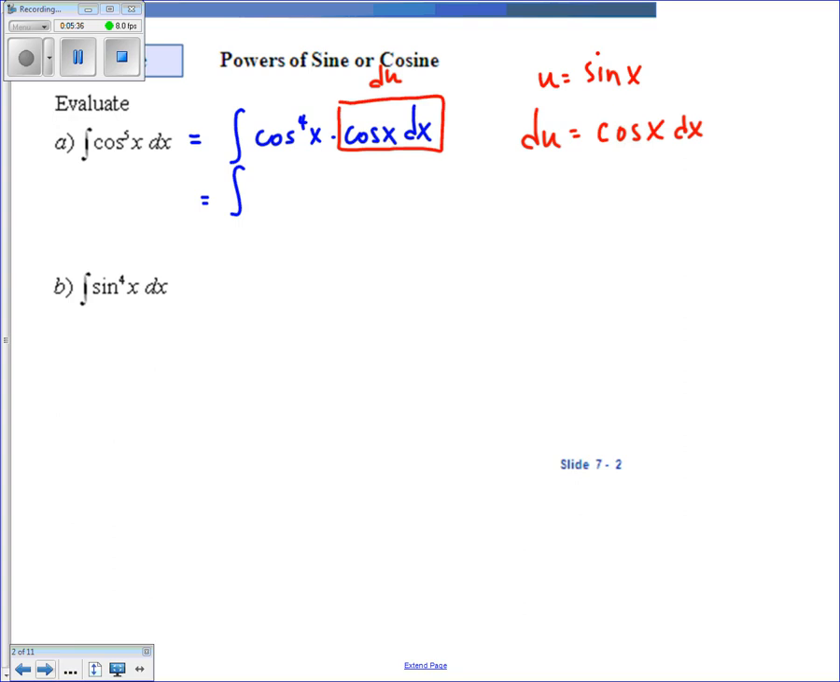So this becomes the integral of the cosine to the fourth, but I can't change that to u's. U is only sine. I don't even have any u's in my problem. Remember, what we need to do is change everything over to u's. Well, to change that cosine to the fourth to u's, it needs to be in terms of sines. So that I can do also.